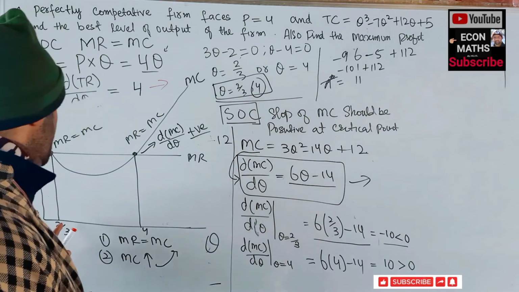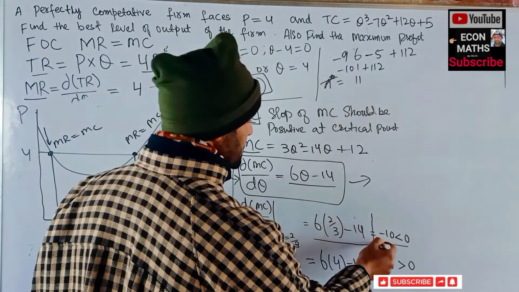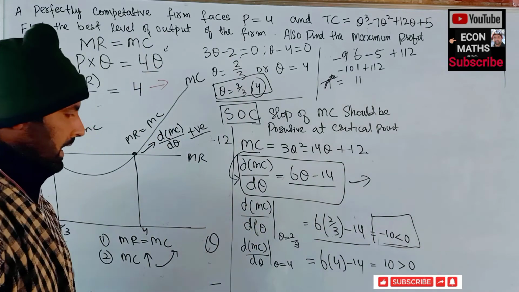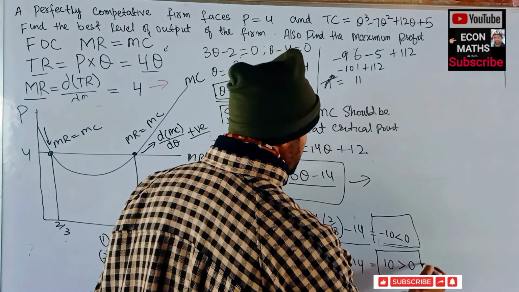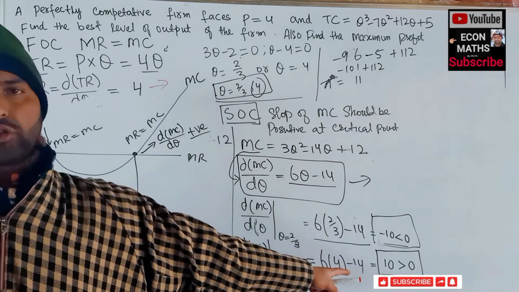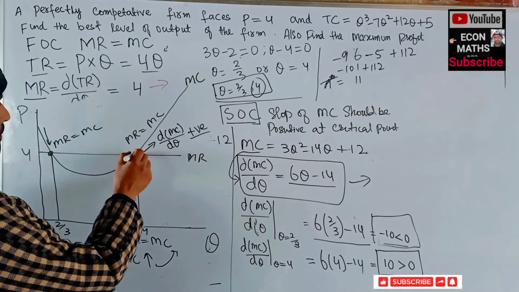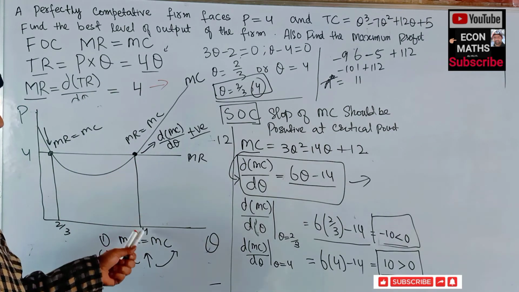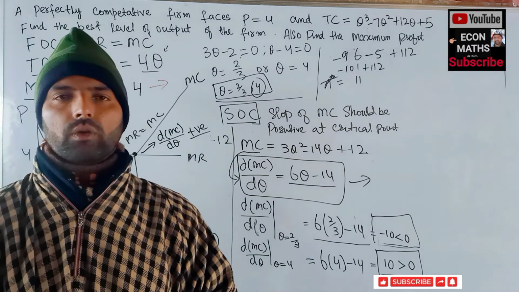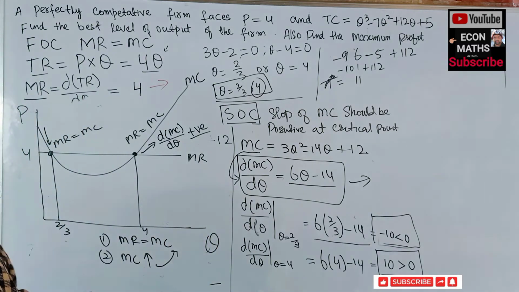At the first critical point we get the slope minus 10, which is negative. At the second critical point we get the slope 10. Here we get a positive slope. That means profit will be maximized at this second point, where q is equal to 4, where our output is 4.